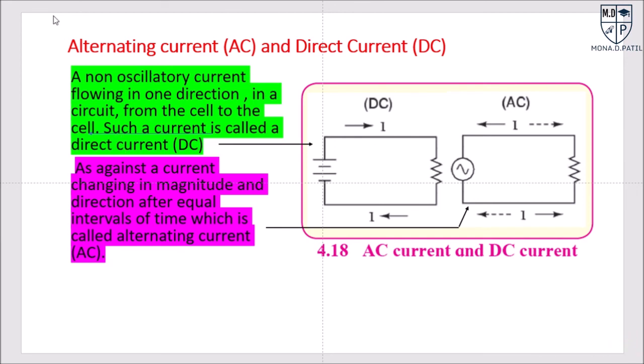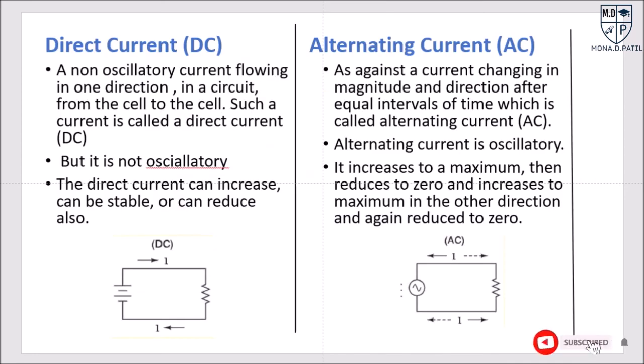Okay. Now here the difference between these two currents. Direct current is a non-oscillatory current, and alternating current is the oscillatory current. Here a non-oscillatory current flows in one direction in a circuit from the cell to the cell. Such a current is called the direct current. Here the current changing in magnitude and direction after equal interval of time is called alternating current.